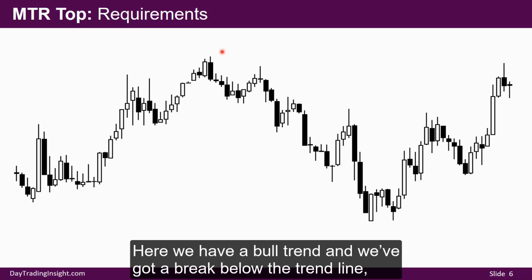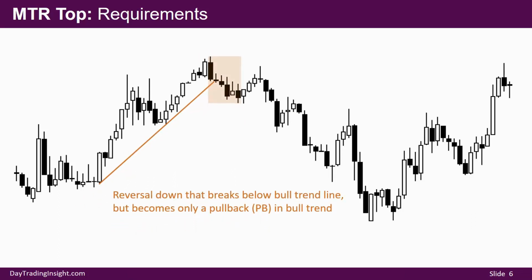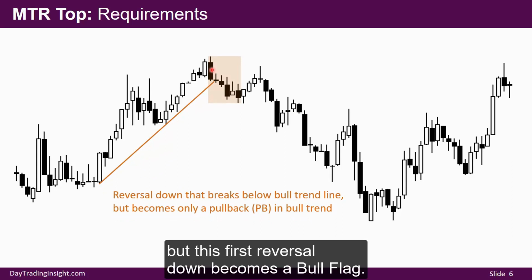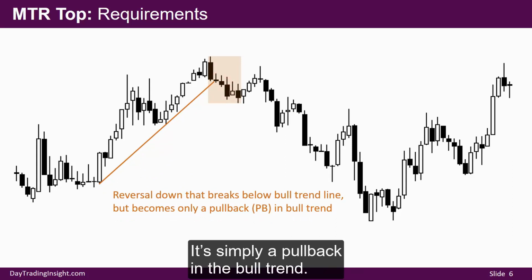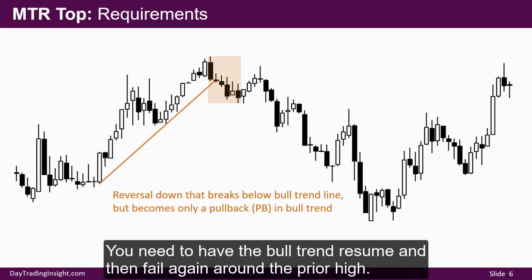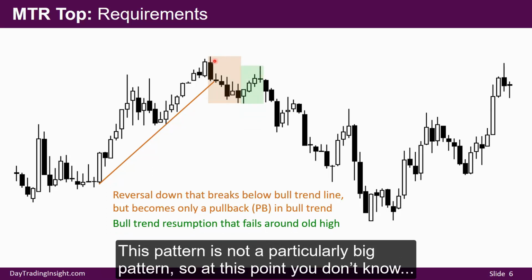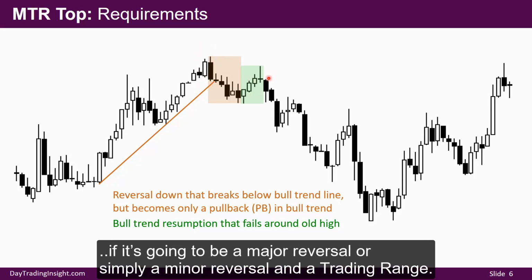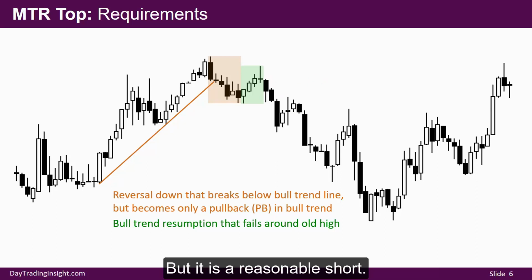So here we have a bull trend, and we got a break below the trend line. But this first reversal down becomes a bull flag. It's simply a pullback in the bull trend. You need to have the bull trend resume and then fail again around the prior high. This pattern is not a particularly big pattern, so at this point you don't know if it's going to be a major reversal or simply a minor reversal in a trading range. But it is a reasonable short.